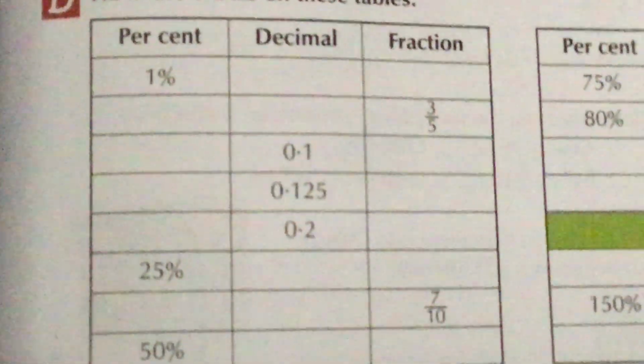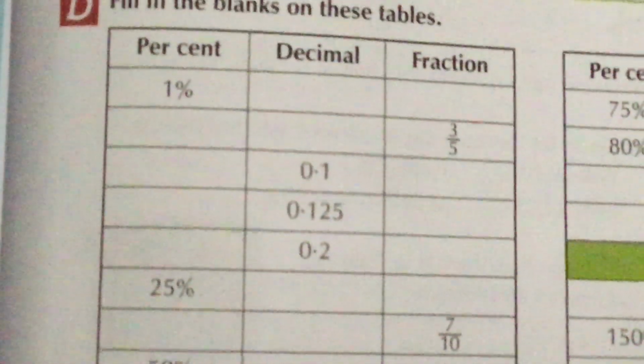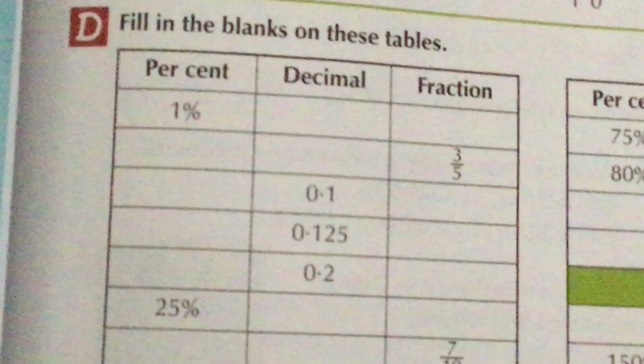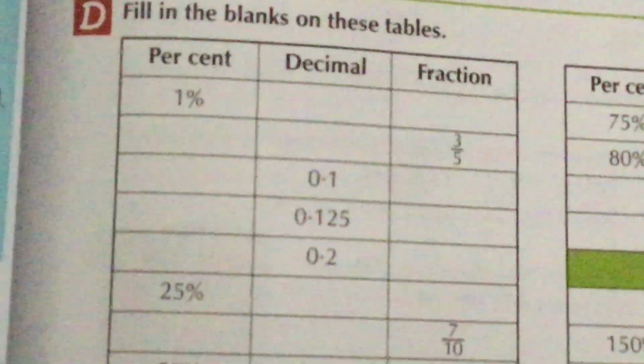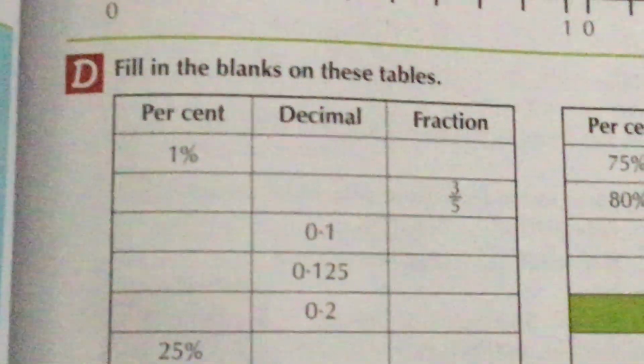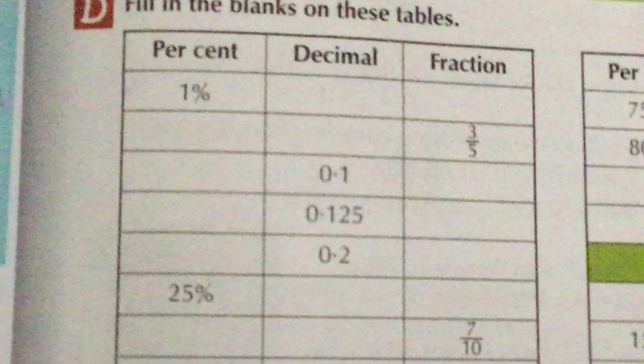Now, if you don't believe me, put 125 over 1,000, because there are three numbers after the decimal point, 1, 2, and 5. So then you have to put it over 3 zeros in 1,000. So 125 over 1,000. 125 will go into itself once, and 125 will go into 1,000 8 times. So it's 1 over 8. Do it if you want to.